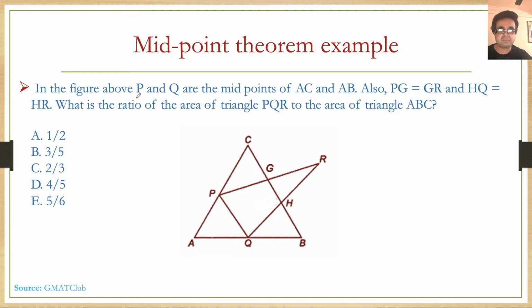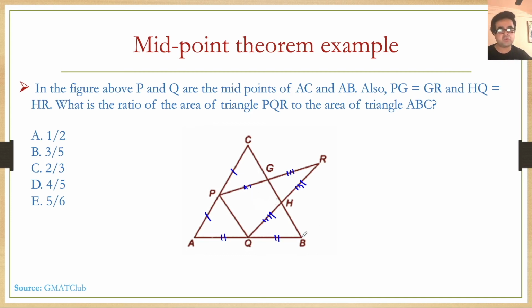In the given figure, P and Q are given to be midpoints of AC and AB. So this side equals this side and this side equals this side. We are also given that PG is equal to GR and HQ equals HR. And we are asked to find the ratio of the two triangles PQR and ABC.